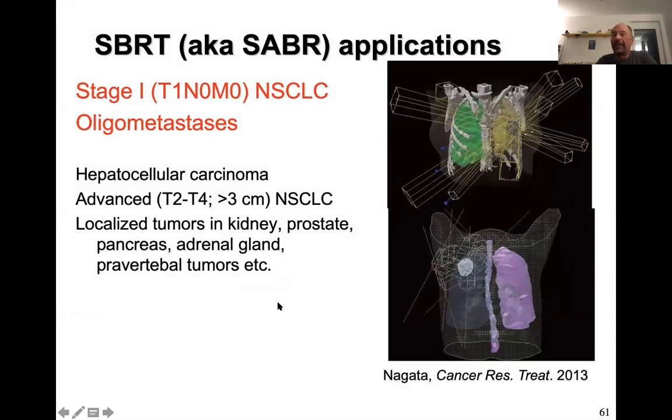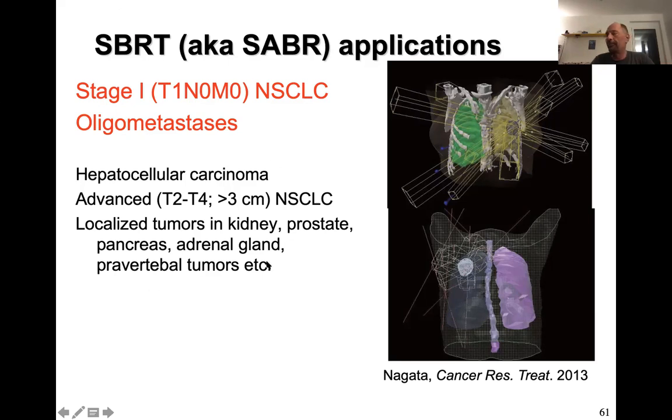Applications are many. SBRT is also called SABR, stereotactic ablative radiotherapy. It is very much used for stage 1 non-small cell lung cancer. Stage 1 is T1 N0 M0. T is the size, that you probably know already because it's very much used, unfortunately. So T1 means less than 1 centimeter. So it's a very small one. N0 means that there are no lymph nodes involved. And M0 means that there are no metastases. Oligometastasis means there are small metastases, but not many, like 4 or 5, so you can destroy them.